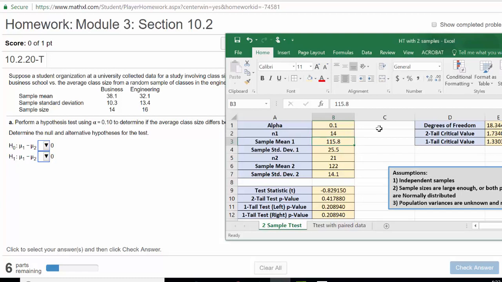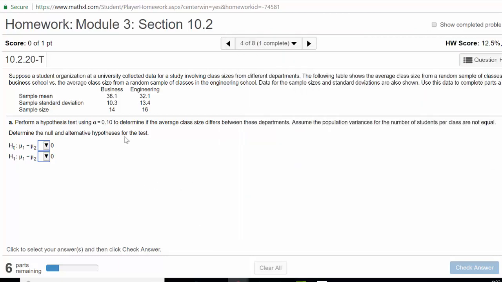Sample mean size, 38.1. Sample standard deviation, 10.3. Second class, 16. 32.1 was the sample mean, and 13.4 is the standard deviation. Okay, so that's done, but let's actually answer some of the questions here.